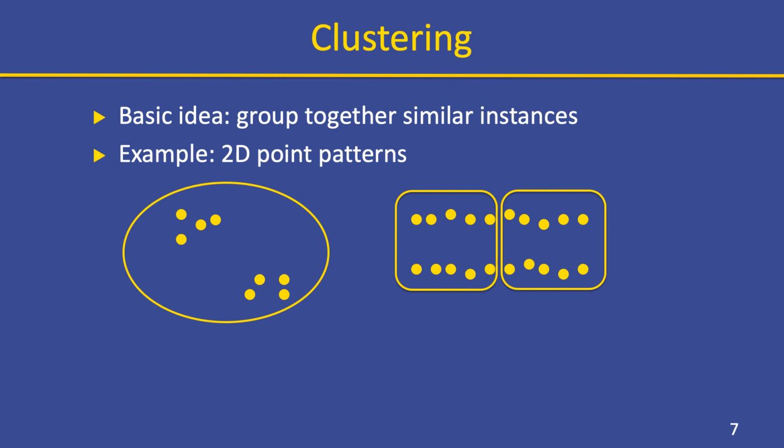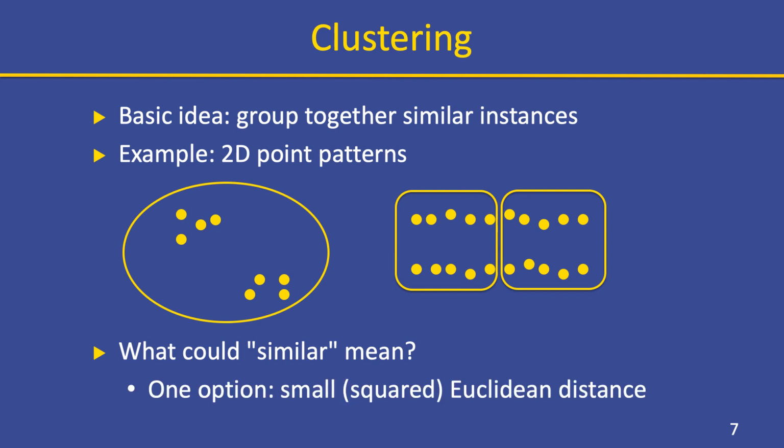And the other big question is, what does similar mean? One option is to do what we did with nearest neighbors and use the Euclidean distance between the examples in the feature space. Similar examples are examples that have a small Euclidean distance between them. We can also use some other similarity metrics if we have them.